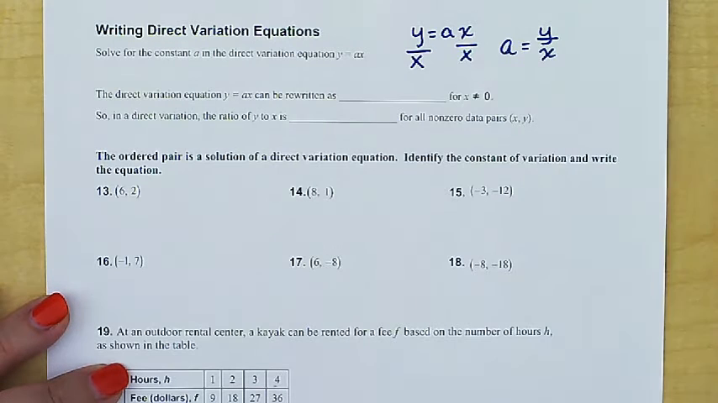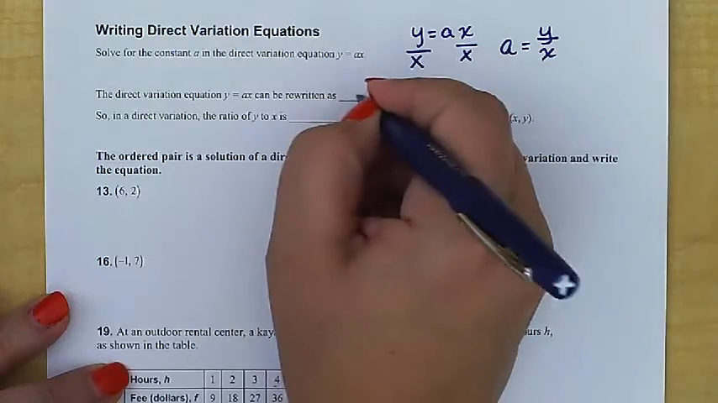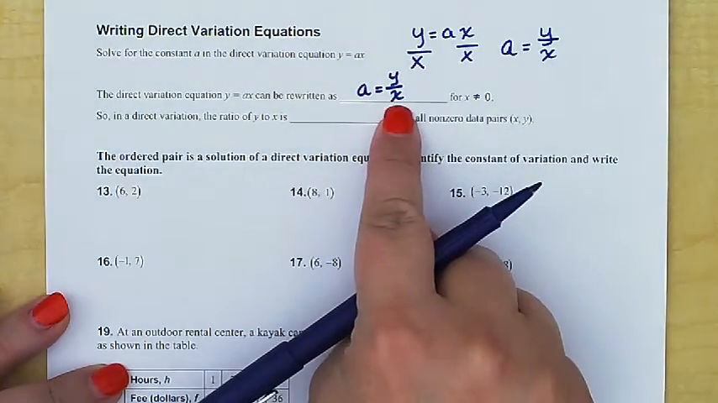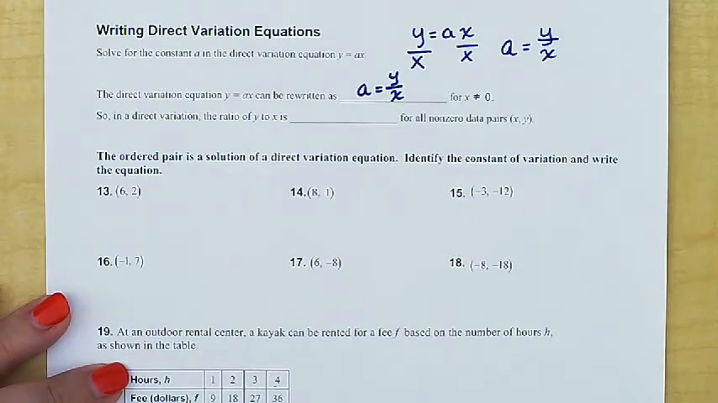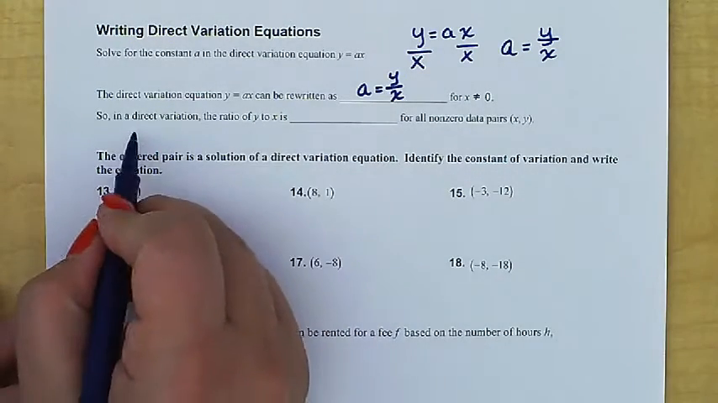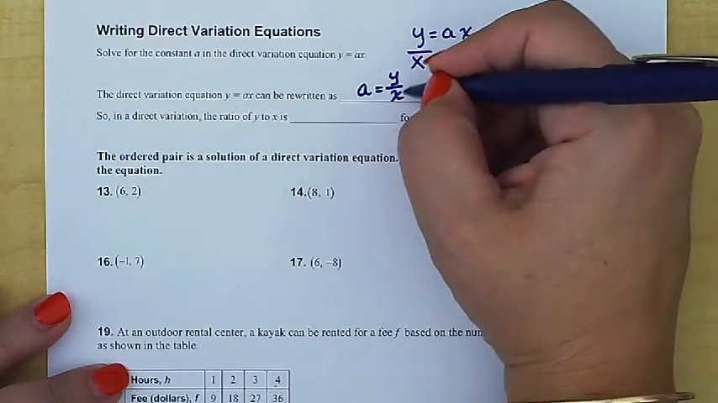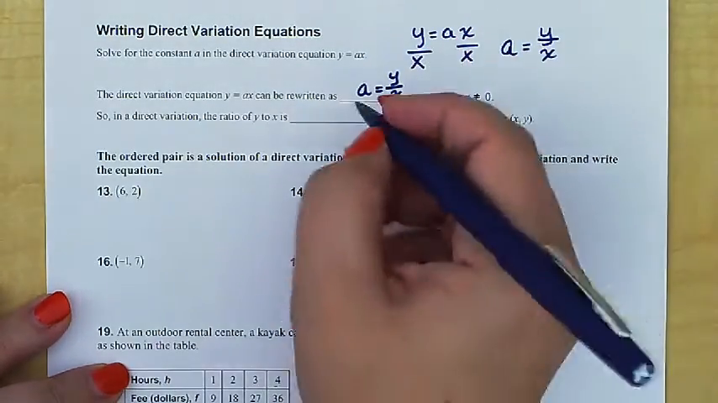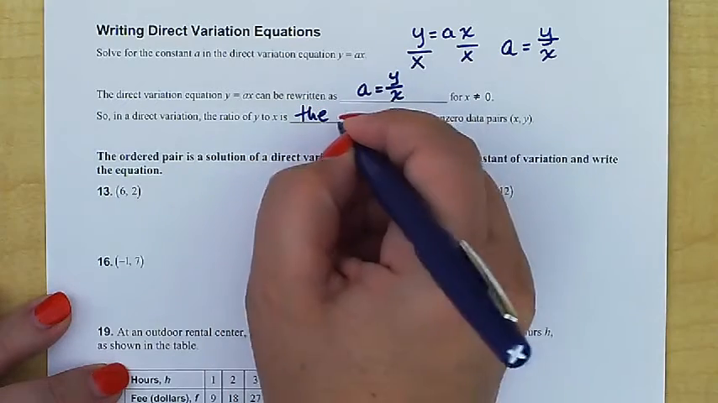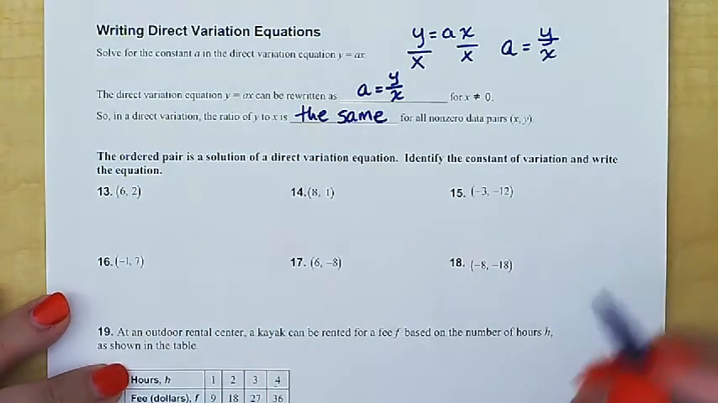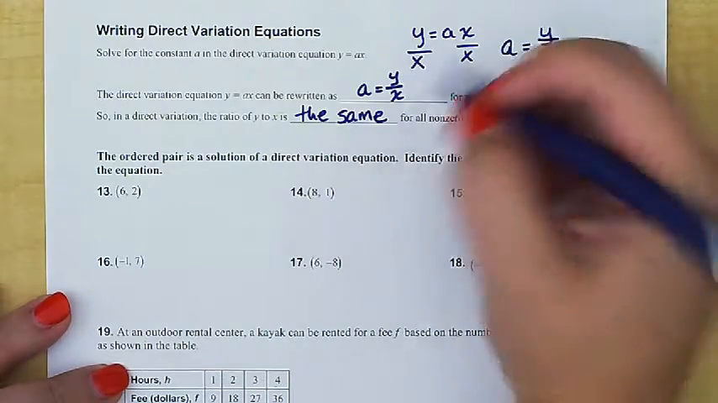So the direct variation equation, y equals ax, can be rewritten like this, as long as x is not 0, because remember, we can't divide by a 0, so it can be in the denominator. But it can be rewritten like this, and therefore, in direct variation, the ratio of y to x, that's this right here, the ratio is comparison by division, is always the same for all of your non-zero data pairs. So every data pair has the same y to x ratio.